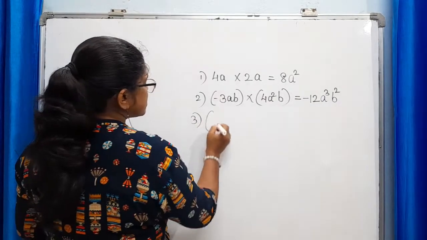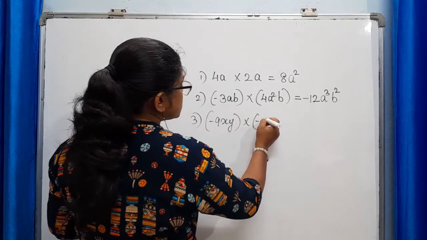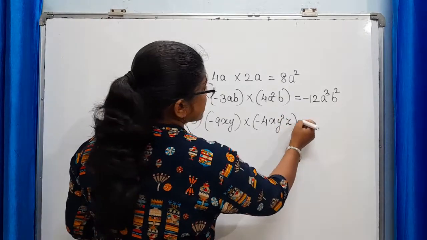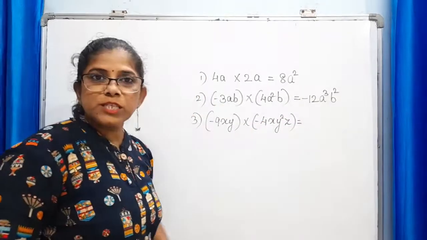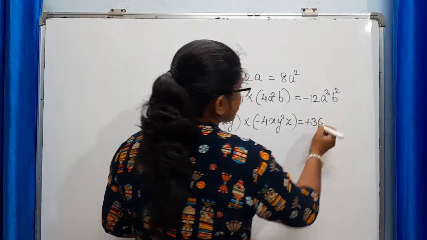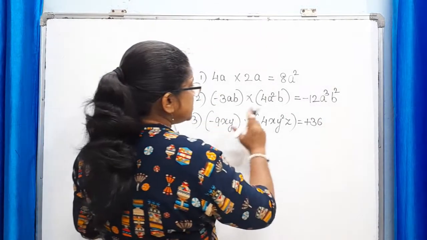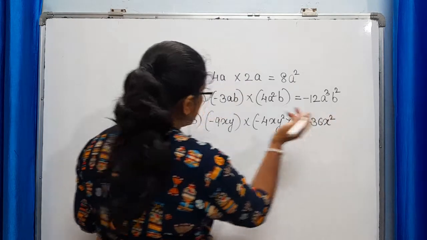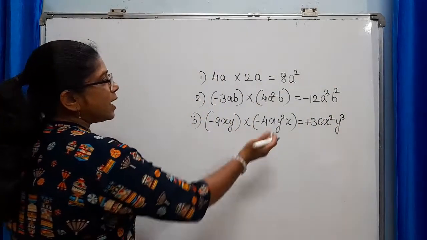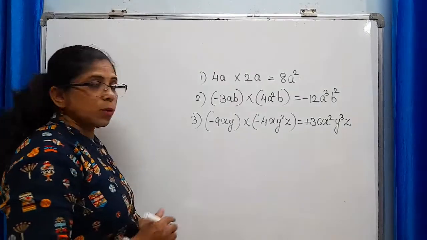Third example. Minus 9xy into minus 4xy square z. Minus 9 into minus 4 is plus 36. 9 4s are 36. Minus into minus is plus. X into x, x square. Y into y square. This becomes y to the power of 3 and z we have only 1 time. One more example.